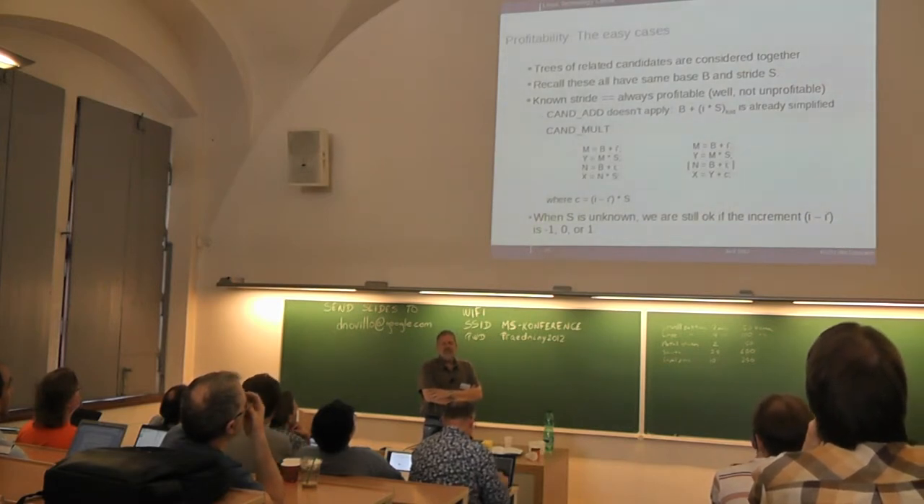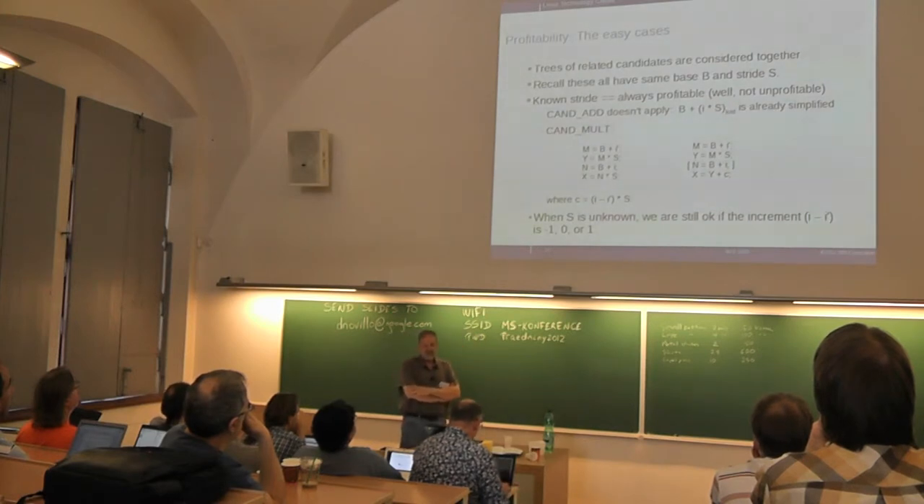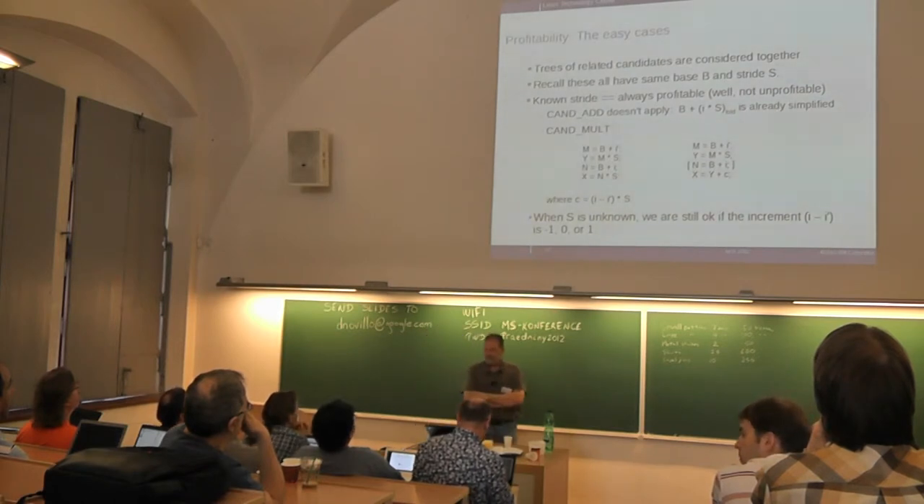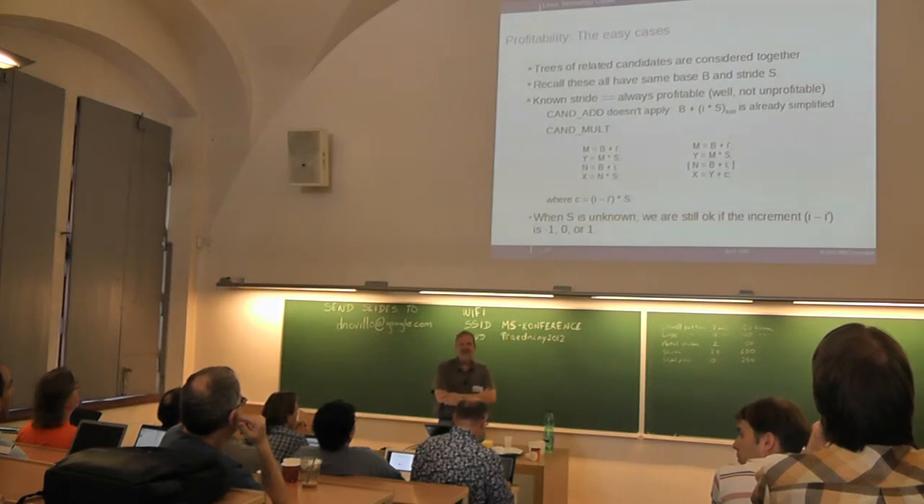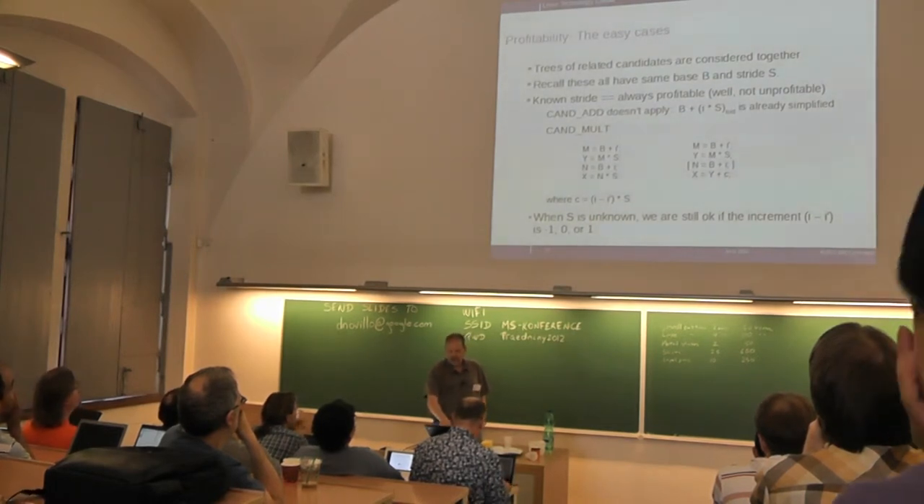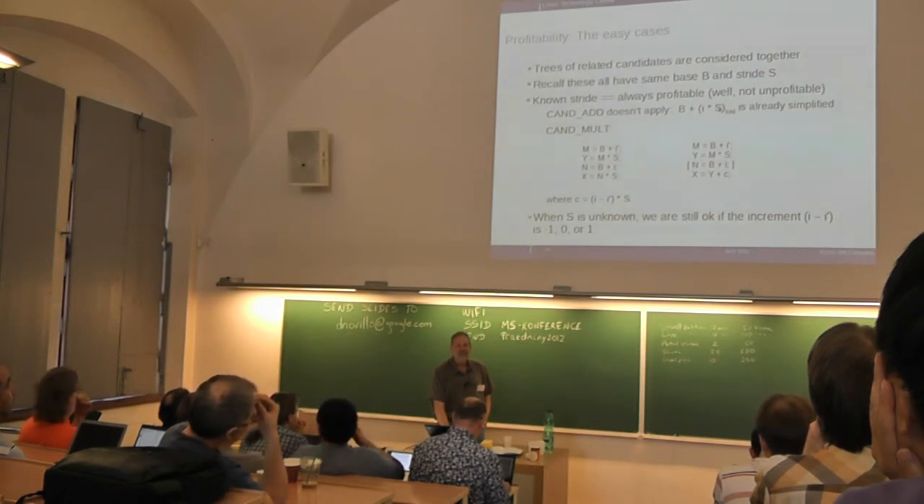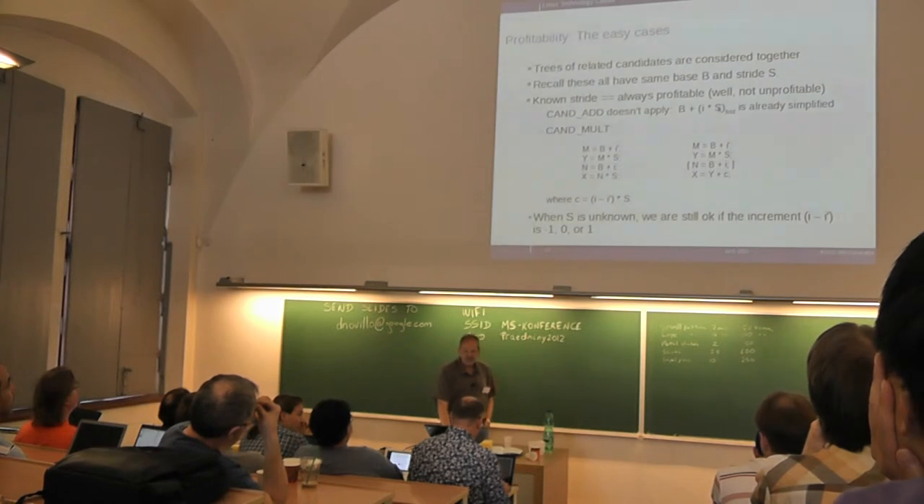And in most cases, or in many cases, things are easy, and we can just say, well, it's always profitable. Which kind of cases are those? If you have a stride value of S that's a constant, then it's always going to be profitable to replace it. Or, well, as I say there, it's going to be not worse to replace it. It's either a good idea or it's neutral. Something to point out here is these cases only involve the CAND_MULT type. Because if you look at a CAND_ADD, you'll see that you have this fold here. If the stride is a constant, then what you have is just an add. There's no multiplier remaining that you need to start from. So we don't need to worry about that case.